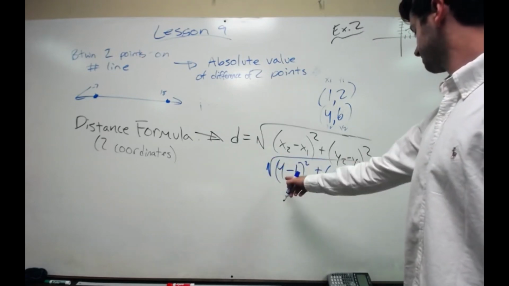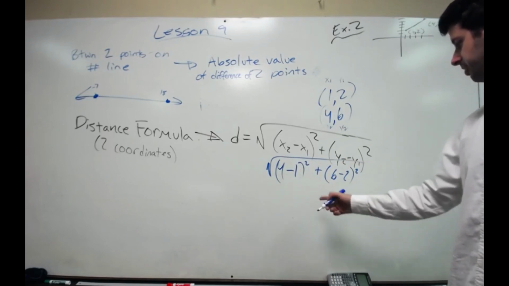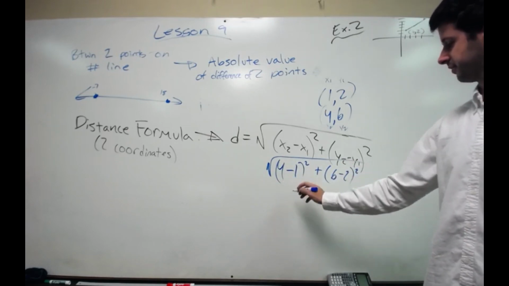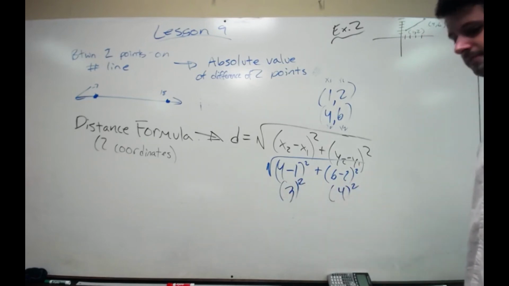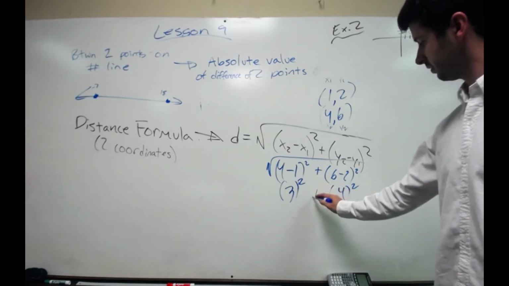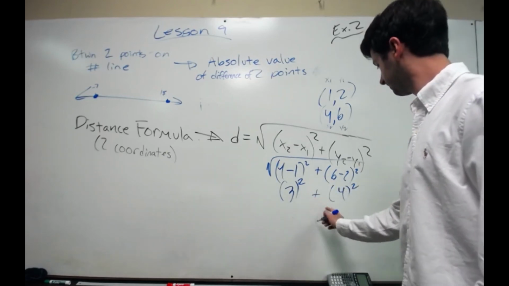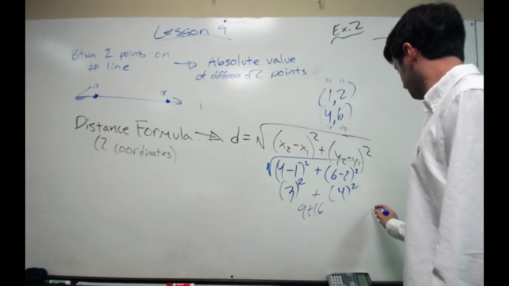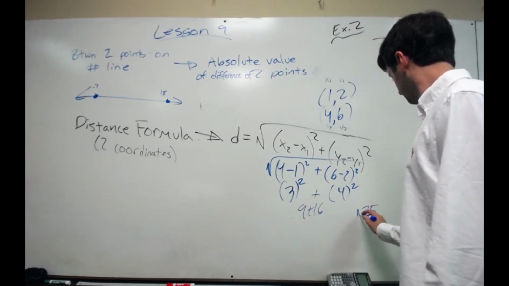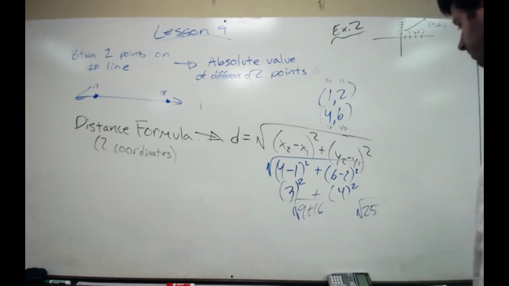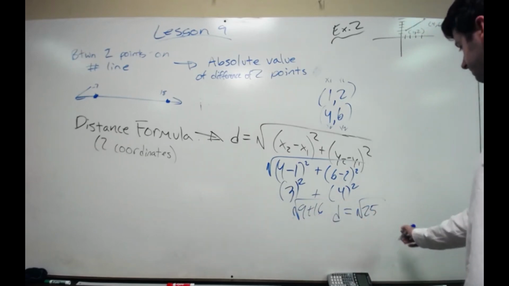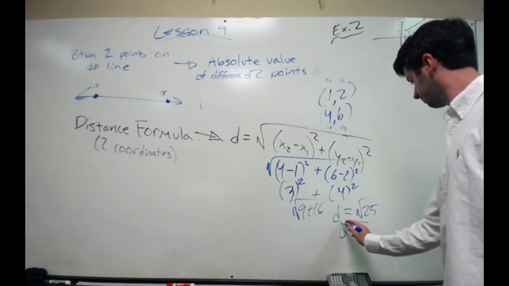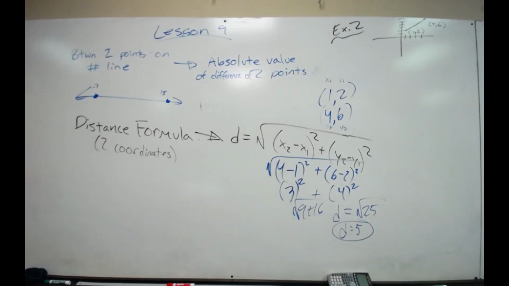And then let's go ahead and keep solving algebraically. 4 minus 1, solve in parentheses first. 3 squared. 6 minus 2, 4 squared. Square them, add them together. 9 plus 16 is 25. And remember, all this is square rooted. So the square root of 25 equals our distance. Therefore, distance equals 5. And that is the distance formula.